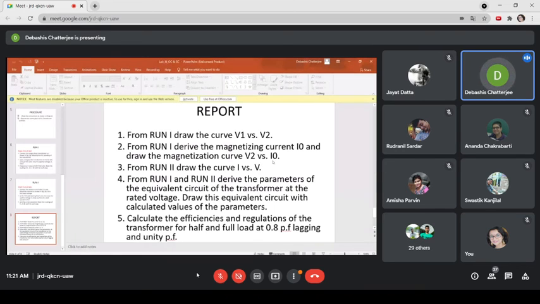And the fourth one: from run 1 and run 2, derive the parameters of the equivalent circuit of the transformer at rated voltage, the rated condition equivalent circuit as you have studied in the course. Draw the equivalent circuit with calculated values of the parameters and calculate the efficiencies and regulations of the transformer for half and full load at 0.8 power factor lagging and unity power factor. So this is quite easy for you, I think.